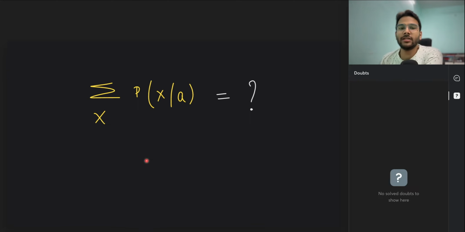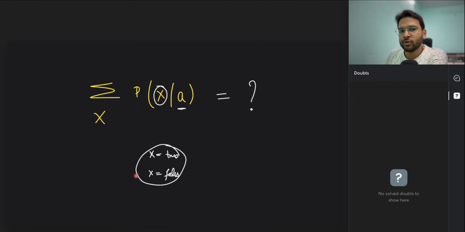If you can recall, this is something I've already covered in the initial lectures. It is a very simple concept. Given a, so a is fixed. It is given already. So if a is fixed, what can be the possible values of x? Let's say it is a binary variable, so either x is true or x is false.